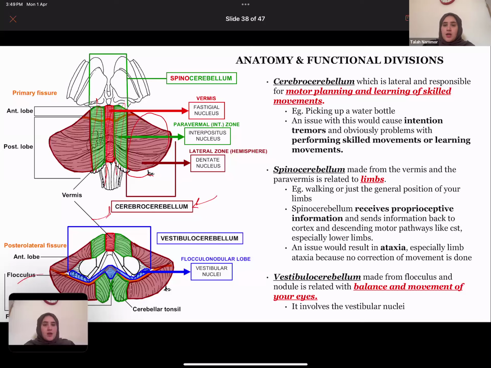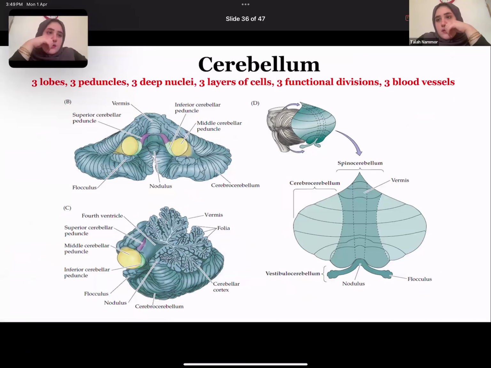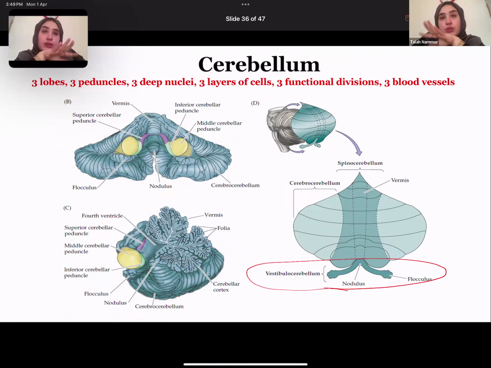The vestibulocerebellum has to do with the flocculonodular lobe, the lobe in here. You see, this is the vestibulocerebellum.